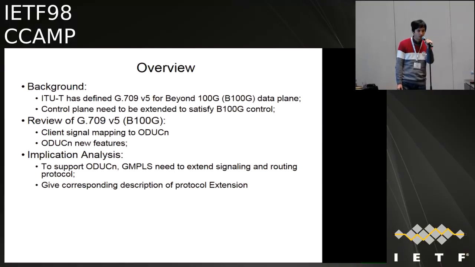In the draft, we took a brief review of what is going on for G.709 V5, including how the client signal is mapped into ODUCN and what the new features are. After some analysis, we try to figure out the implications for GMPLS signaling and routing that need to be extended, and we try to give the corresponding description of the protocol extension.